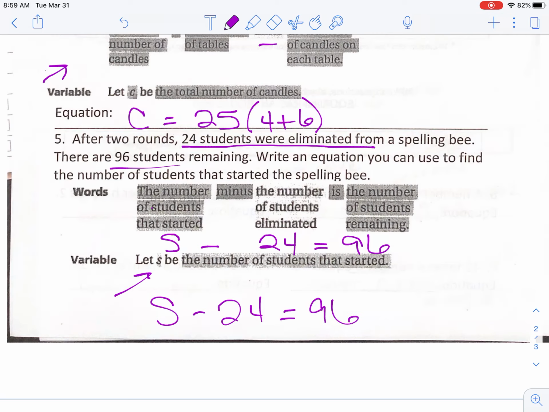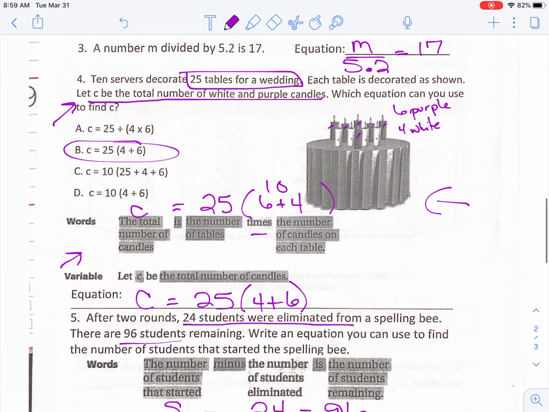How many started? Again, we don't have to solve anything. It's just how would we write the equation in order to solve. So once we get to lesson 2, we'll obviously be solving for the variables.